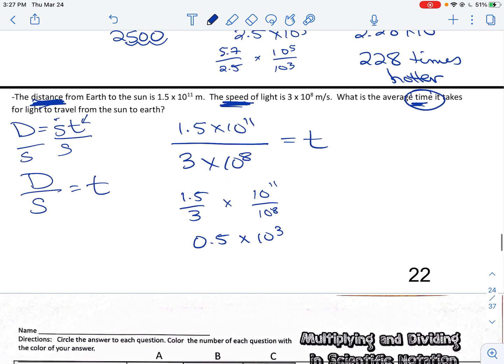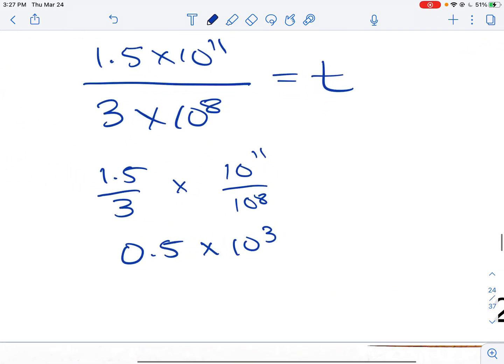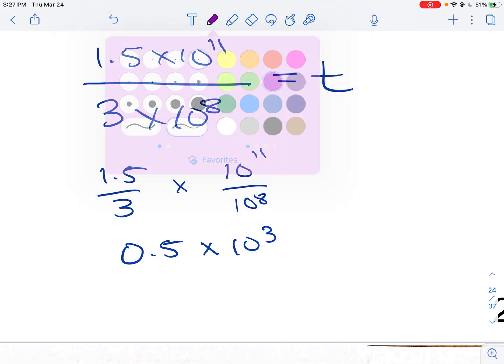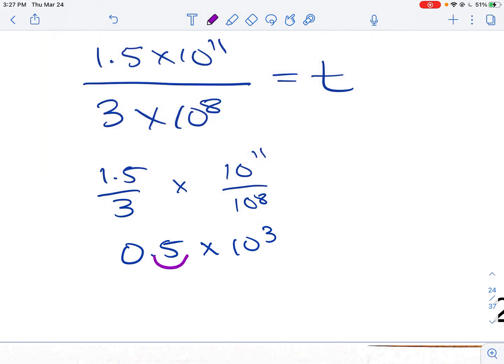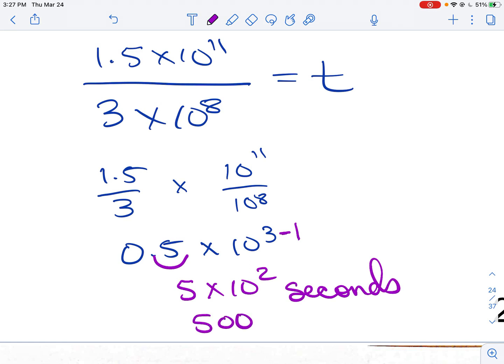But this isn't in scientific notation. So we need to make it into scientific notation. So I'm going to move this over. Well, 0.5 is smaller than 1, so that means I'm going to subtract, and we moved it 1 time. So 5 times 10 to the 2nd power, and that's seconds. Okay, so that would be 500 seconds.